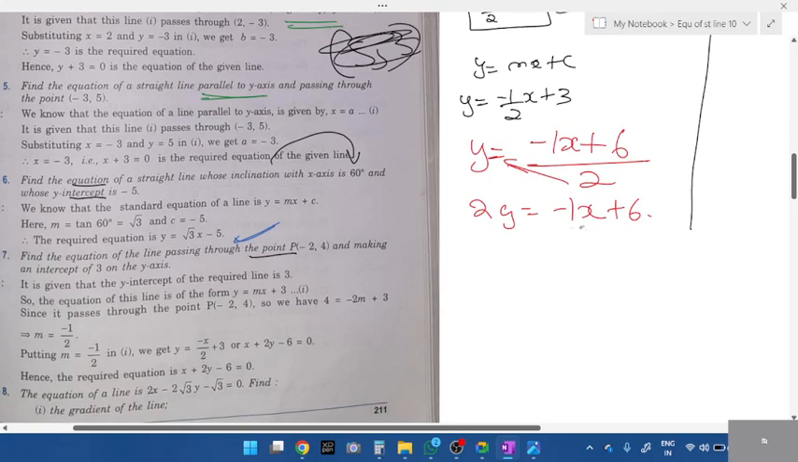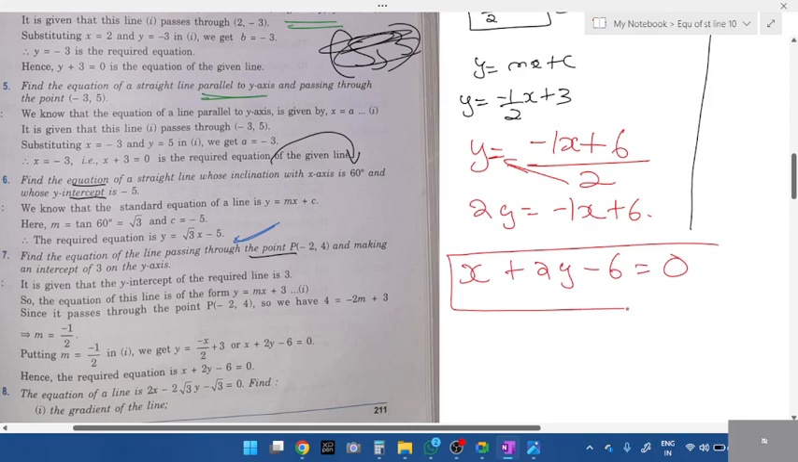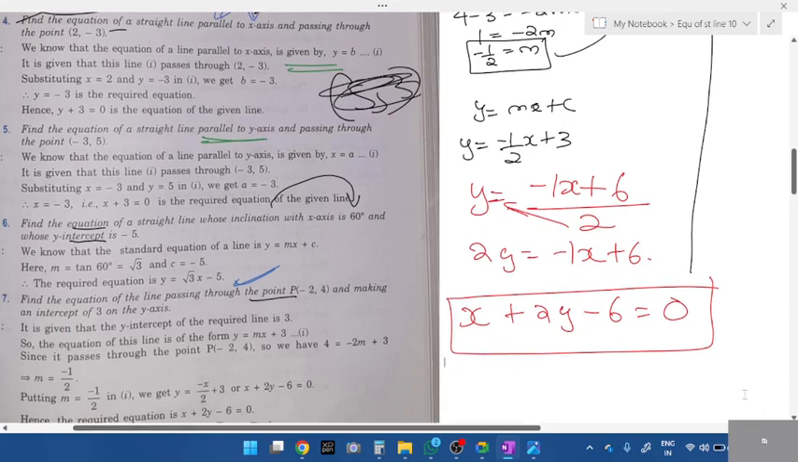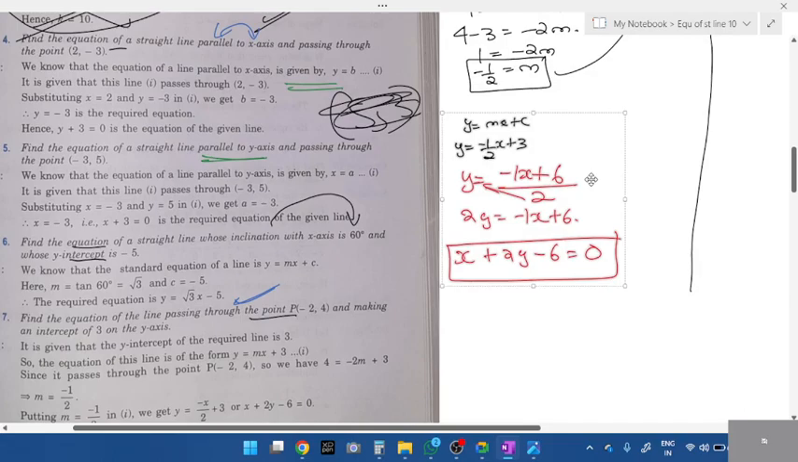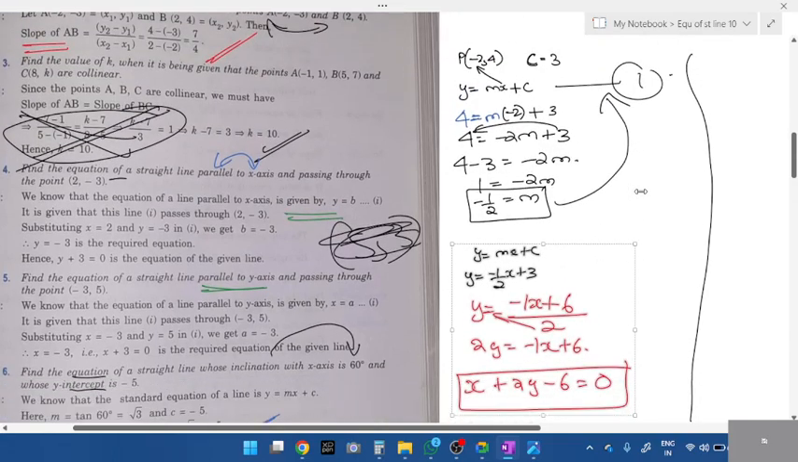Minus 1x is positive, so shift it. That is what they've written: x plus 2y minus 6 is equal to 0. This is the equation. So in the textbook, that is what they've written. See, I've explained everything. Let me minimize. You can copy. The equation should not have a denominator. Remember that. So keep solving until you eliminate the denominators.